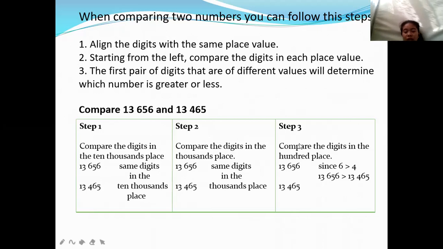Then compare the digits in the hundreds place. So our hundreds place, right, it is 6 here and 4. So which is bigger, 6 or 4? Right, 6. That's why the bigger number is 13,656. So the symbol is this one. The opening of the symbol points to the biggest. Okay? Next.